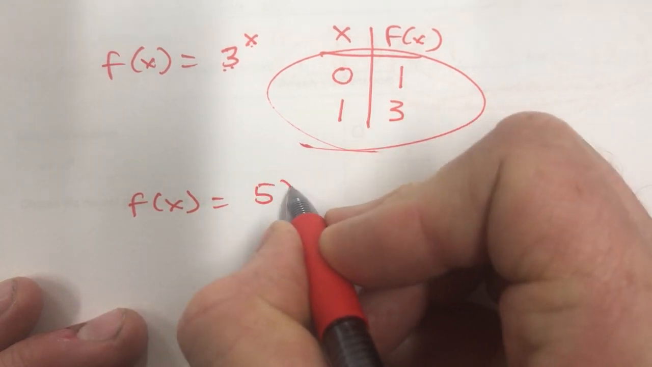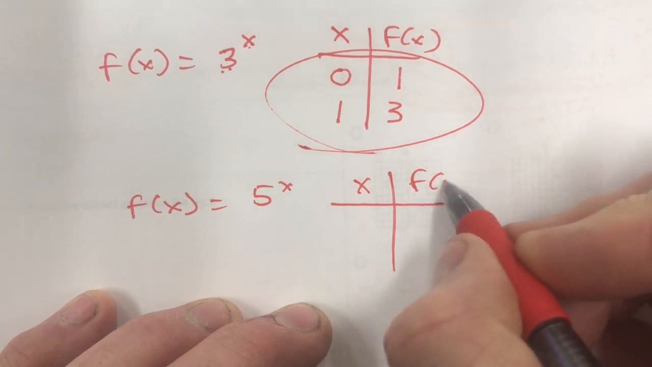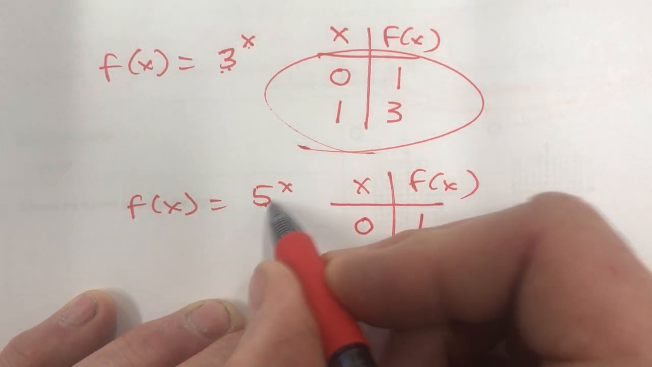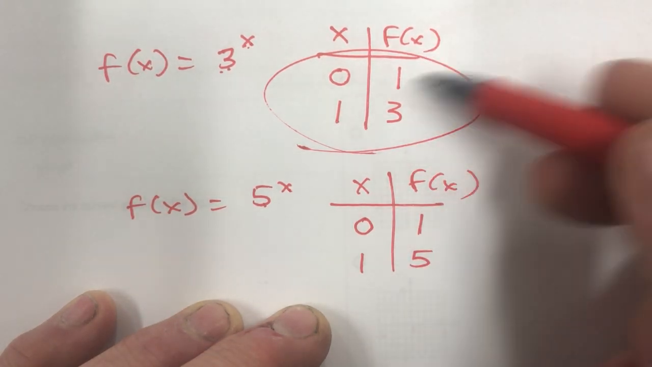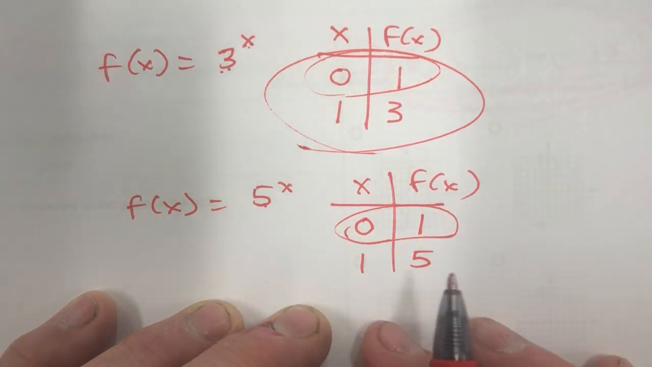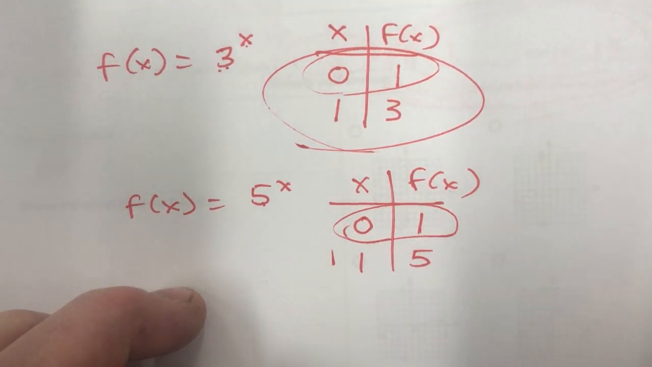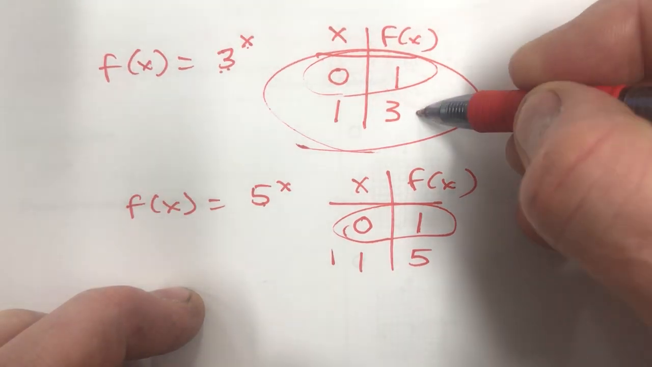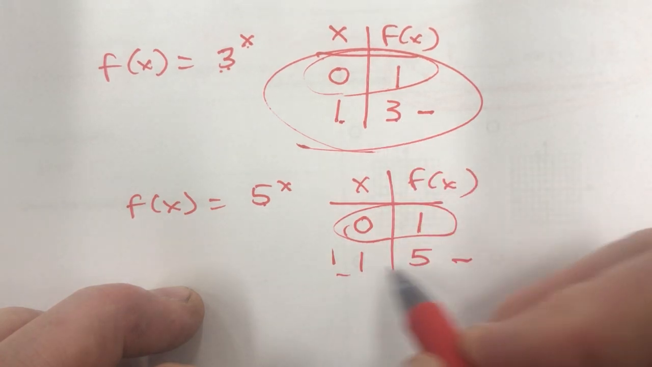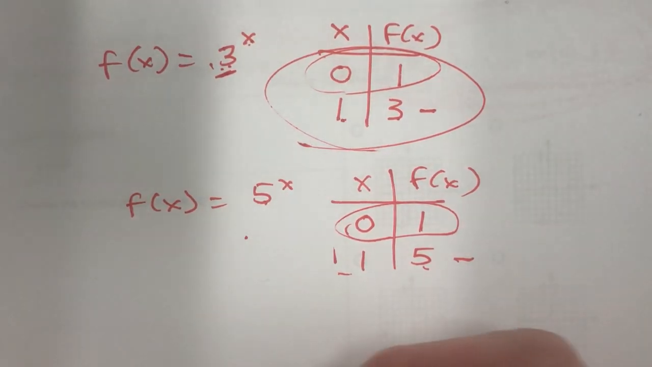Suppose this is 5 to the x. Guess what my 2 point values would be for x and f of x? Well, this is going to be 0 and 1. 5 to the 0 power is 1. 5 to the 1 power is 5. So you can see how this sets up. I'm always going to have 0, 1 as one of my points for this exponential equation every time. 0, 1 will always be a point. And then the other point that we're mainly concerned about would be 1, 3, or 1, 5, whatever this base number is.